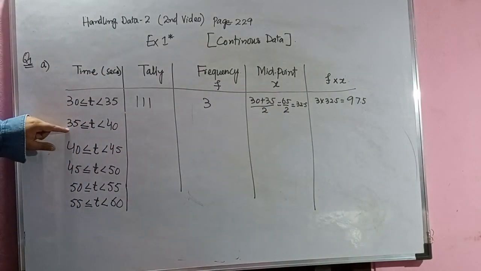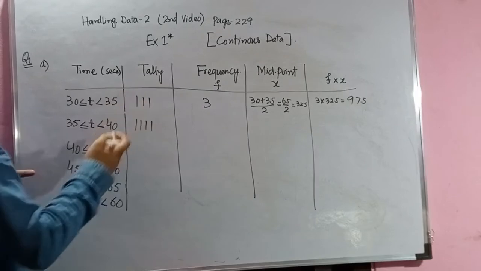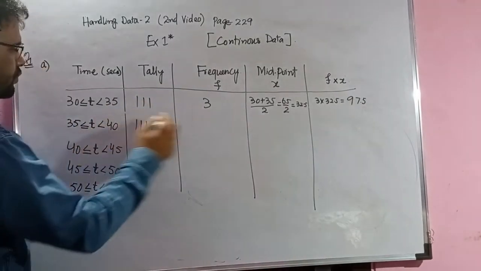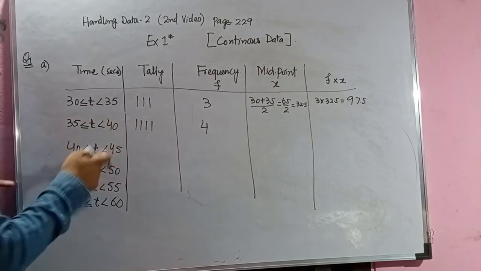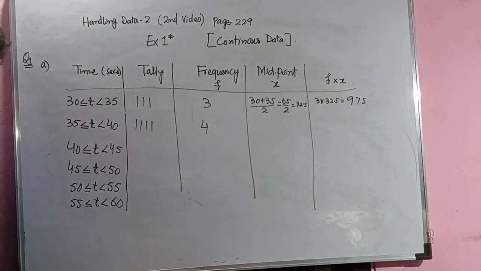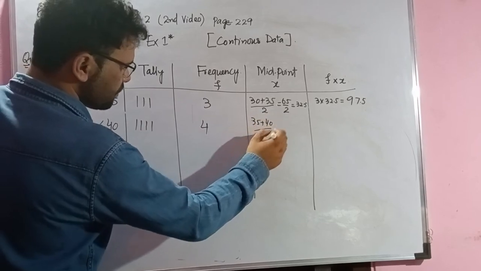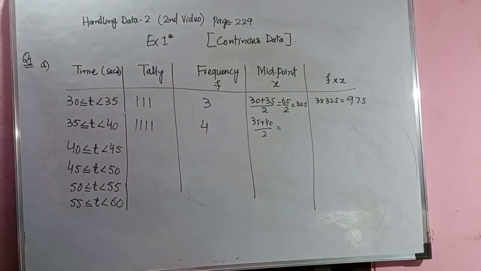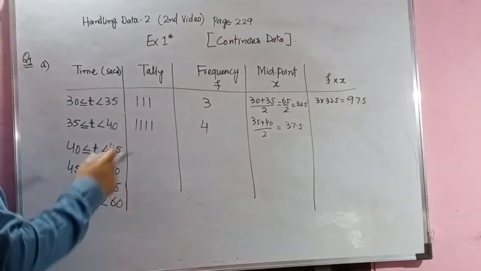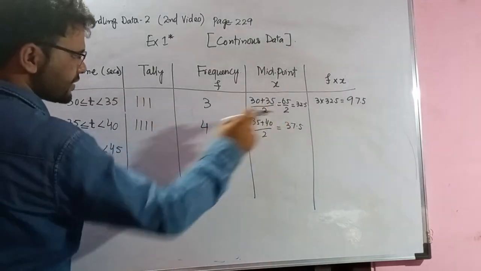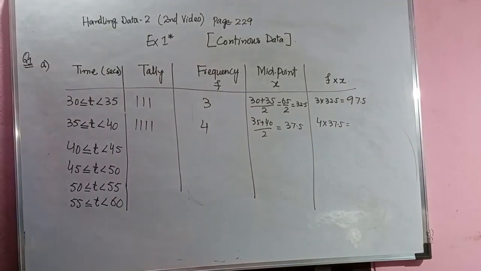For the next range, what is the frequency here? How many values exist in this class? 4 values. So what is the midpoint of this? 35 plus 40 divided by 2. If you find this value, it is 37.5. Then multiplying f and x, that is 4 into 37.5. The value will be 150.